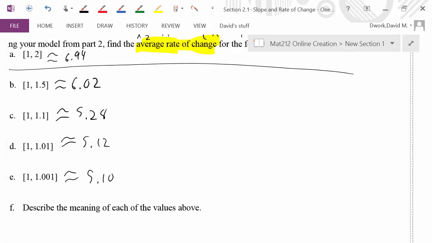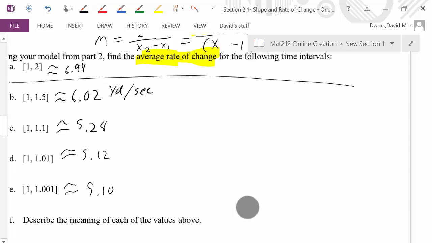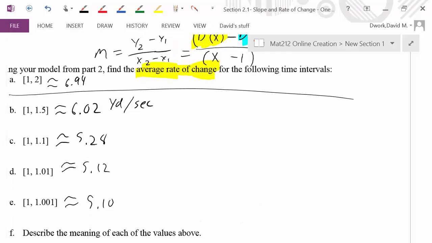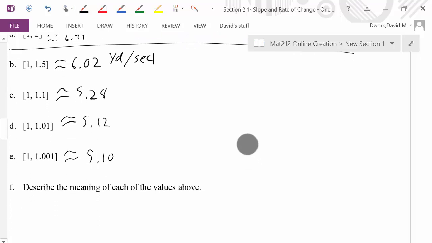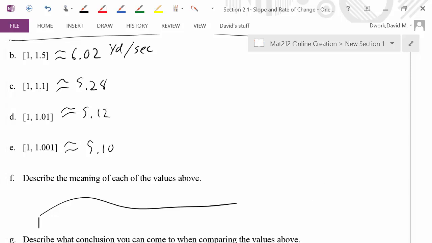Okay, so same meaning as units before, so therefore these are still yards per second. So if we look at the average speed of the run, or the average rate of change from 1 to 2 seconds, they were running at 6.94 yards per second. If we narrow that interval down to from 1 to 1.5 seconds, it's 6.02 yards per second. So I'll let you guys fill that in. So follow the pattern. There you go.